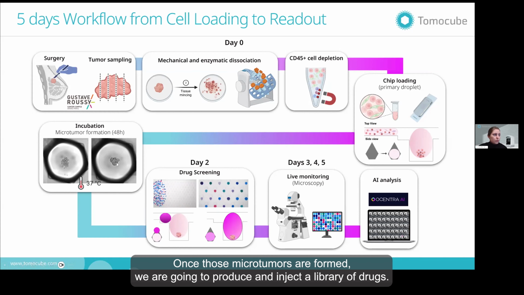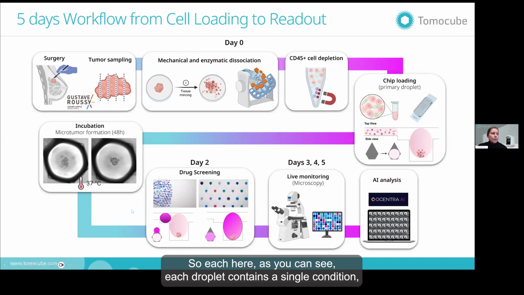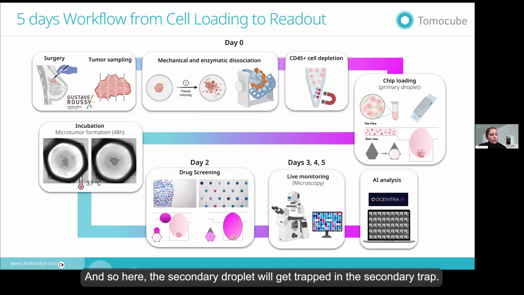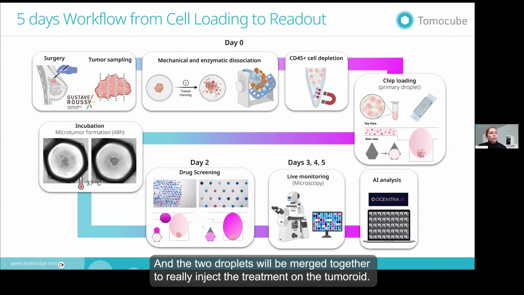Once those microtumors are formed, we are going to produce and inject a library of drugs. Here, as you can see, each droplet contains a single condition that is associated with a fluorescent barcode that enables us to recognize the different conditions injected. And so here, the secondary droplet will get trapped in the secondary trap, and the two droplets will be merged together to really inject the treatment on the tumoroid.